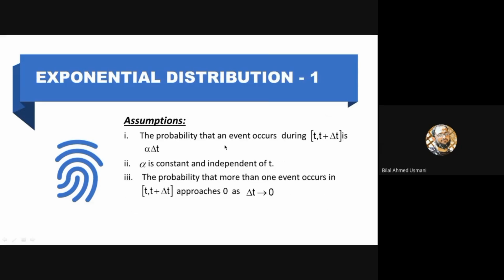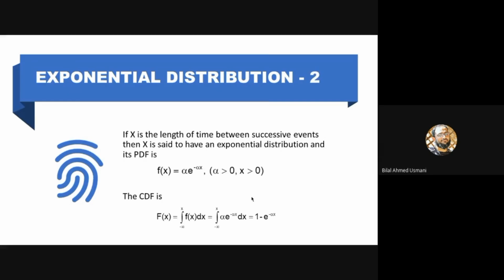What are the assumptions for exponential distribution? The probability that an event occurs during t and t plus dt is alpha times dt. Alpha is constant and independent of t. So this is the inter-arrival average rate. The probability that more than one event occurs in this time interval approaches zero as delta t tends to zero. So the smaller the time interval, the lesser the chance of an arrival. This is the PDF of exponential distribution: alpha e to the power minus alpha x. This is the CDF: 1 minus e to the power minus alpha x.